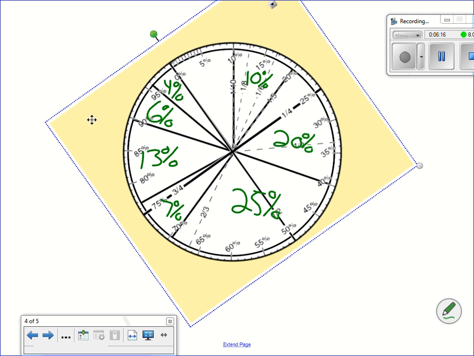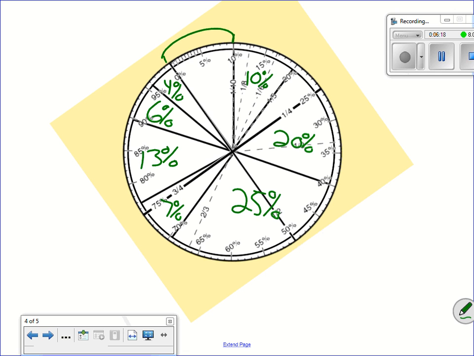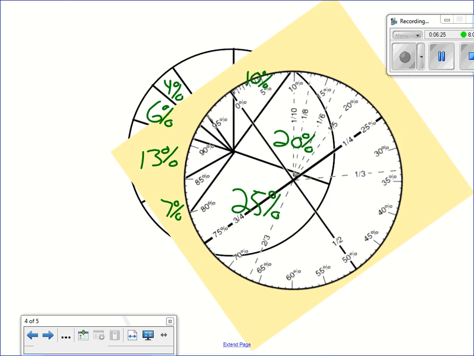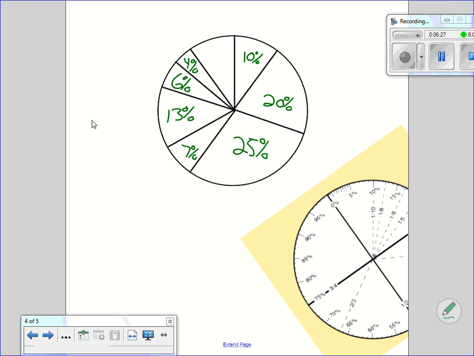Do you see how that works? Starting at the 0, going to the 10. Do you see how we're always going to the 0 and we're adding? It's a lot easier if you're just moving that around and reading it like a clock, kids. Okay? So we got a 10% here.